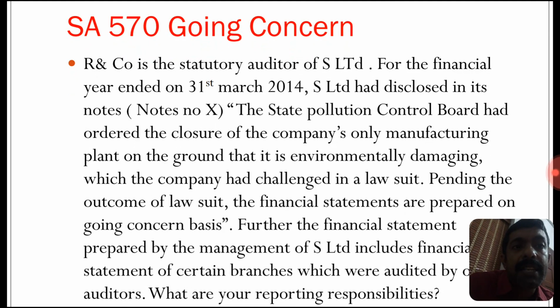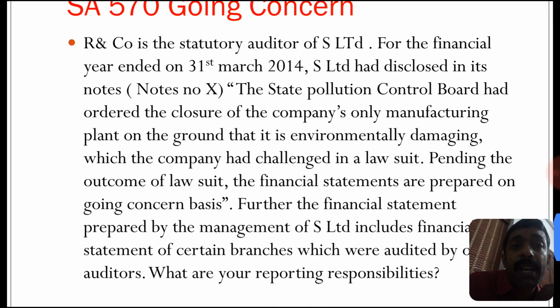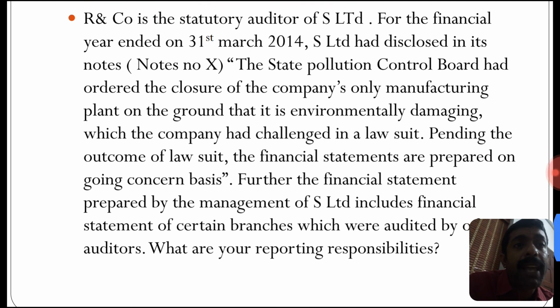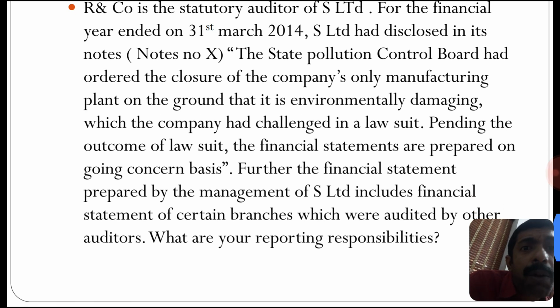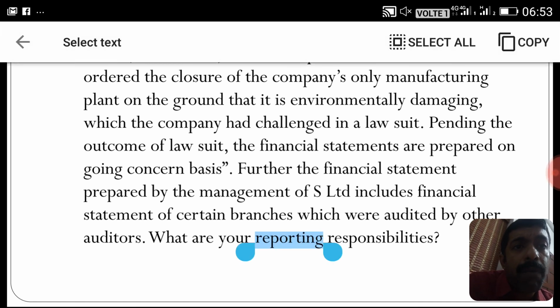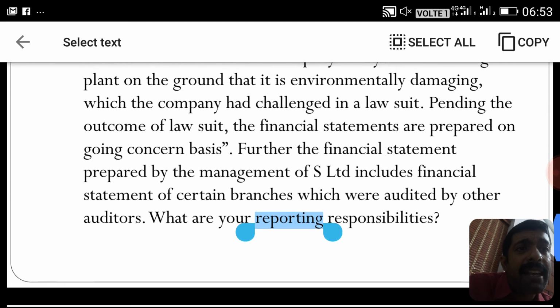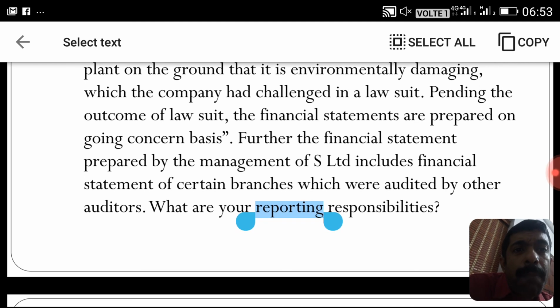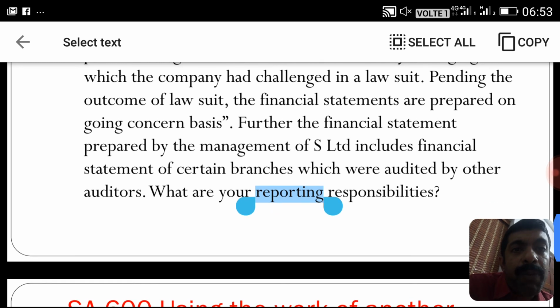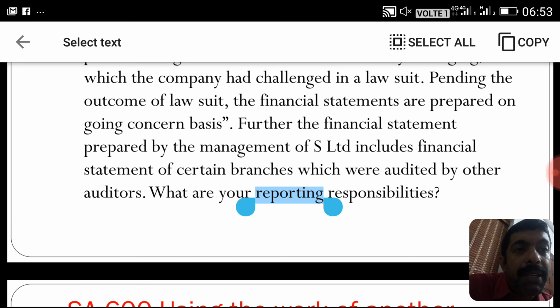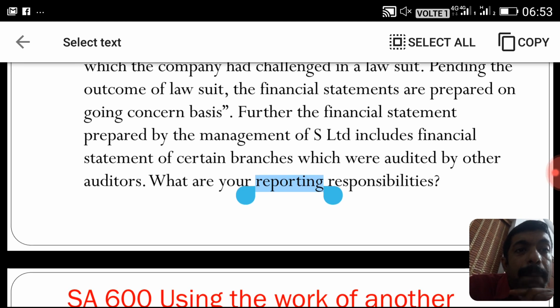R&M Company is the statutory auditor of S Limited. For the financial year ended 31st March 2014, S Limited had disclosed in its notes to the accounts that the State Pollution Control Board had ordered closure of the company's only manufacturing plant on the ground that it is environmentally damaging, which the company had challenged in a lawsuit. Pending the outcome of the lawsuit, the financial statements are prepared on a going concern basis. Further, the financial statements prepared by the management of S Limited include the financial statements of certain branches which are audited by another auditor. What are the responsibilities?